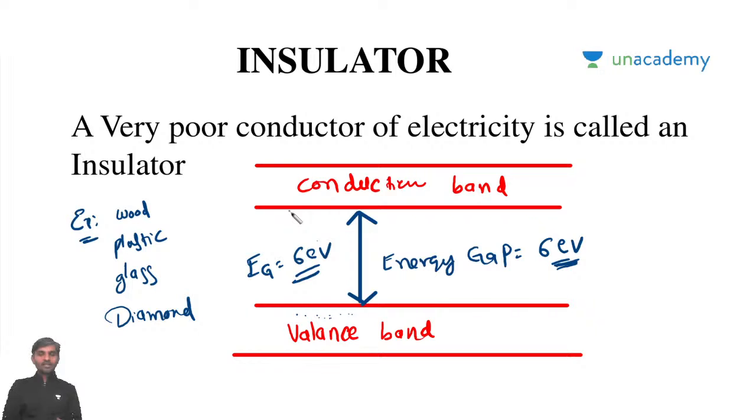Now our complete classification of materials is based on the energy gap only. There are three types of materials available: insulator, metal, and semiconductor, or I can call them insulator, conductor, and semiconductor.